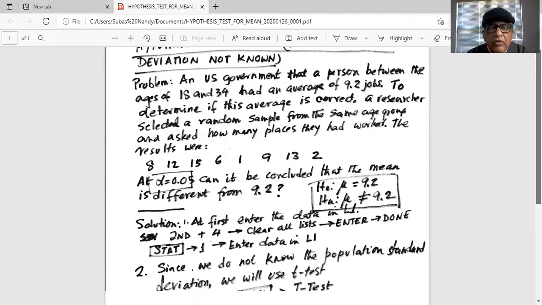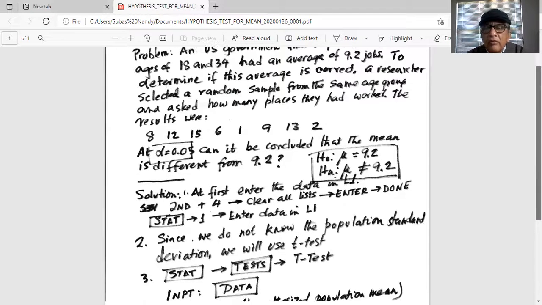Since we have the data points given to us, we have to enter the data in L1. In order to do that, we press the second button in the calculator, then the plus sign on top of enter, then number 4. And we get clear all lists on our calculator screen. After that, we press enter, and then it comes back saying done. That means we have cleared the memories of the calculator. Okay. Now we have to enter the data. So we press the stat button and select number 1, which is the edit button. Enter data in L1. That means type each number in L1.